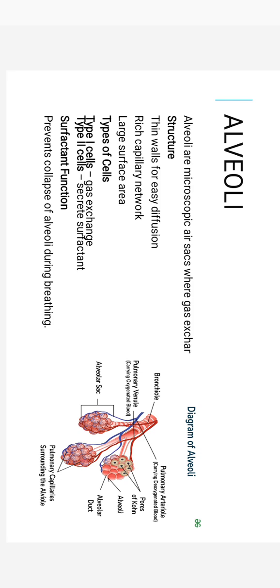Oxygen from inhaled air moves from alveoli into the blood, while carbon dioxide moves from blood into the alveoli for elimination during exhalation. There are two main types of alveolar cells. Type 1 alveolar cells mainly help in gas exchange. Type 2 alveolar cells produce a substance called surfactant. Surfactant reduces the surface tension inside alveoli and prevents their collapse during breathing.